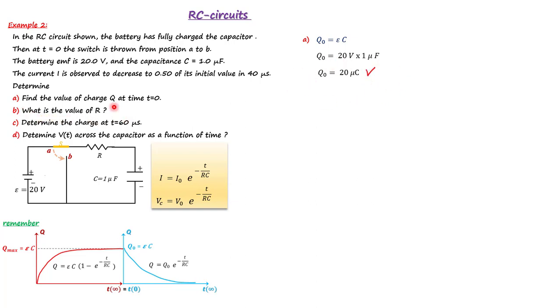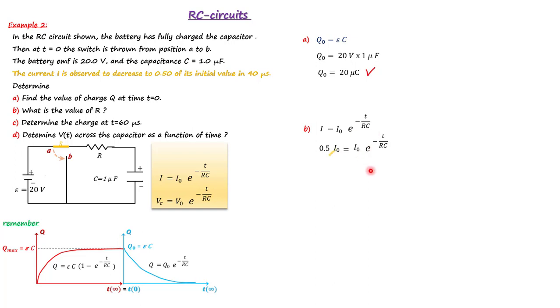So in part B, we're going to find the value of R, but before discussing part B, it's better to revisit this sentence. It says the current is observed to decrease to 0.5 of its initial value in 40 microseconds. Now let's write down the current equation for that. I, right here, is I0 e to the minus 40 microseconds over RC. You see I is 0.5 or 50% of its initial value. So it's 0.5 I0 equals I0 times e to the minus 40 microseconds over RC.